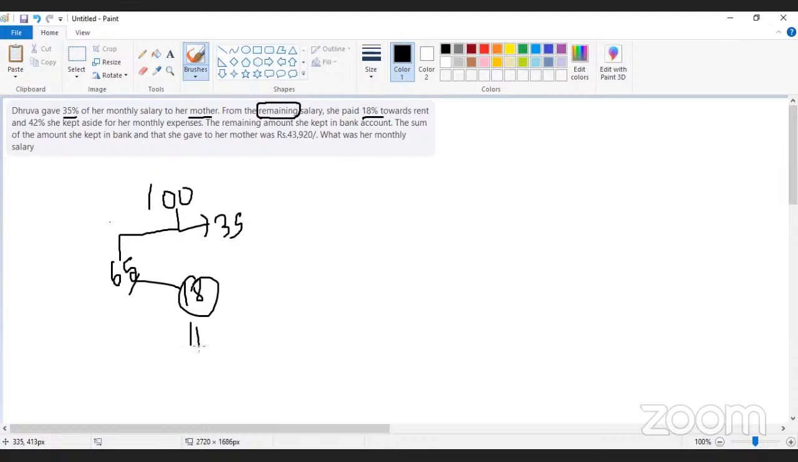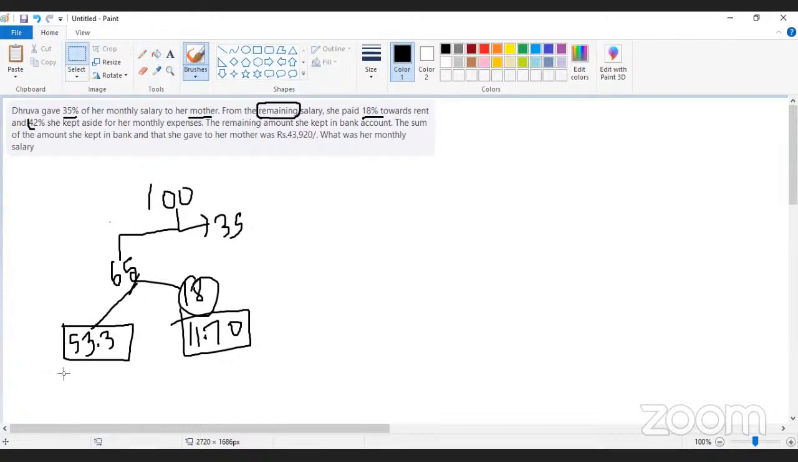11.7. If this is 11.7, what is the remaining? 53.3. Okay, 53.3. Now in both these values, the remaining is given. She kept aside 18% for rent and 42% for her monthly expense. So the remaining I have is 53.